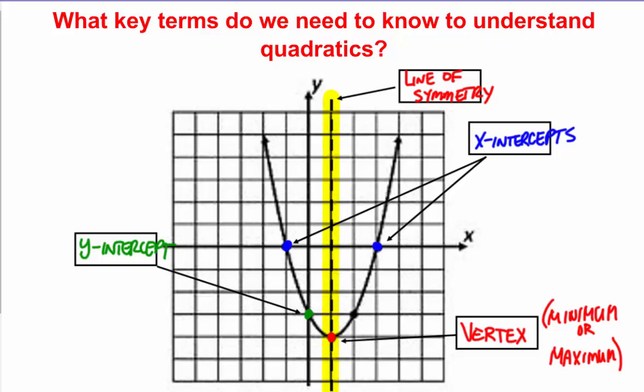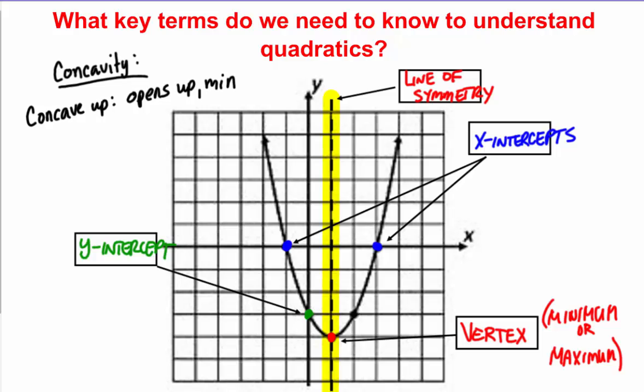Now, the one thing that I was going to tell you is that we have two things that we need to be able to talk about. I told you we called it concavity. So we can make a little note here that says we have concavity. Which really means one of two things. If it is what we call concave up, that means the graph opens up, and it would mean it has a minimum value.